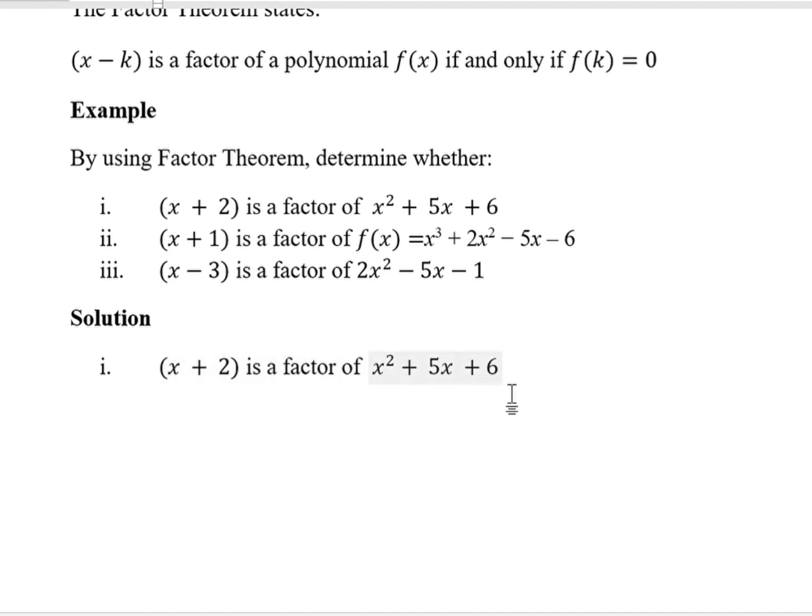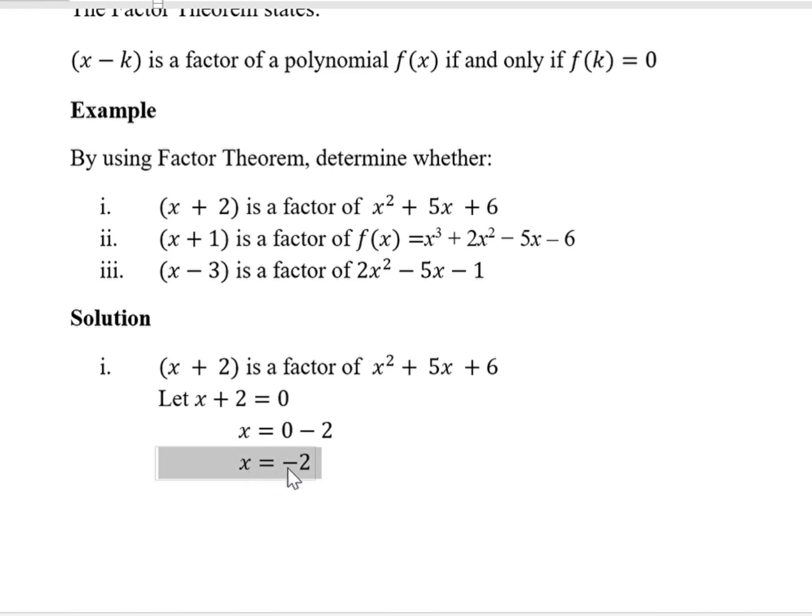plus 5x plus 6. So we have to determine whether x plus 2 is a factor of the polynomial x squared plus 5x plus 6. Now we take this one, x plus 2, and equate it to 0. So we say, let x plus 2 be equal to 0. We use it to make x the subject of the formula. So we take plus 2 across the equal sign. We shall have x being equal to 0 minus 2. In other words, x is equal to negative 2.